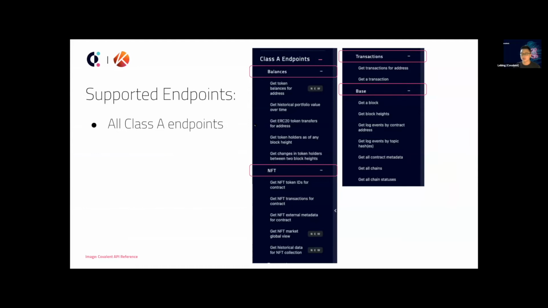These are all the endpoints that we have integrated with Klaytn. They are our Class A endpoints. And you can see there are 4 main categories of data that you can get: balances data, NFT data, transactions data, and what we call base data, which is like get a block height, log events by contract address, and log events by topic hash, etc. So, standard stuff, standard on-chain data that you want to get for your dApp, right? We have them all here.